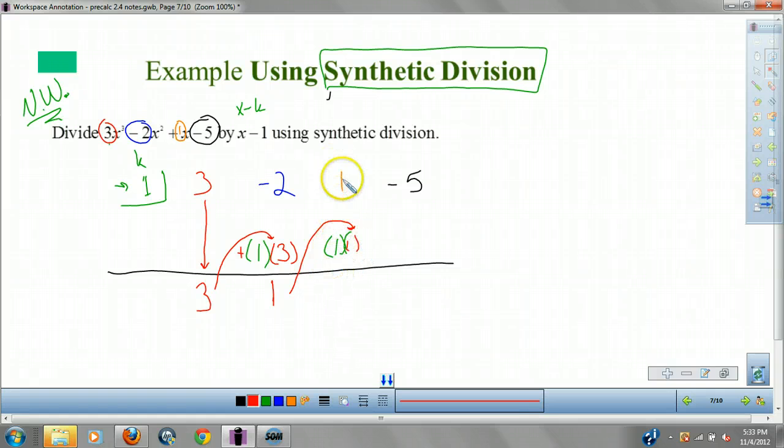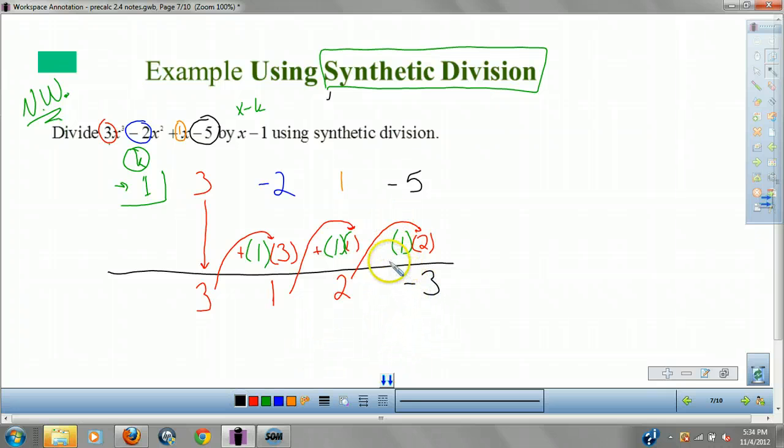1 times 1 is 1. I'm going to add these together. 1 plus 1 is 2. Okay? So I take my k, times it by this guy, times my 2. 1 times 2 is 2, plus -5 is -3.